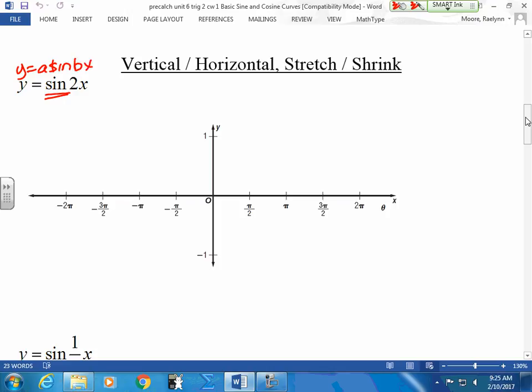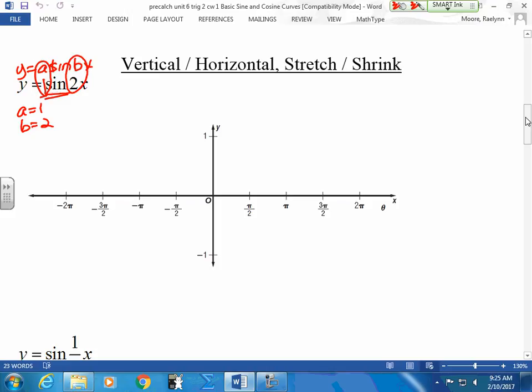So let's pull out the amplitude. What is the amplitude for this one? 1. What is the frequency for this one? What does that mean to me? 2. Lane: two cycles in 360. Good. Very good. So you know how your sine curve goes like this in 360?